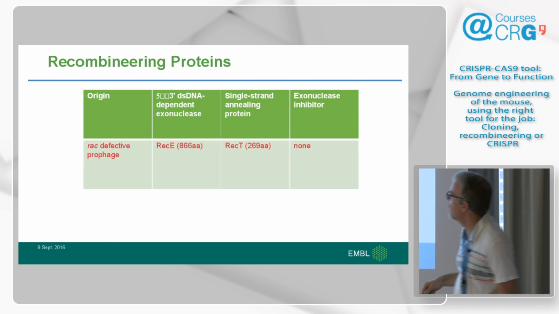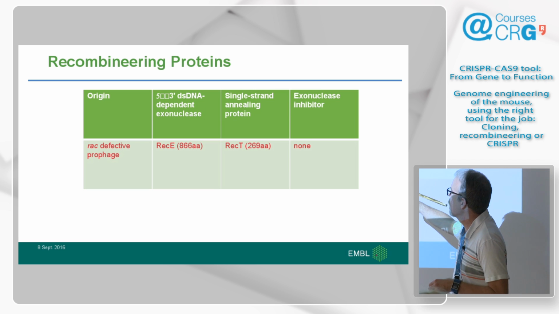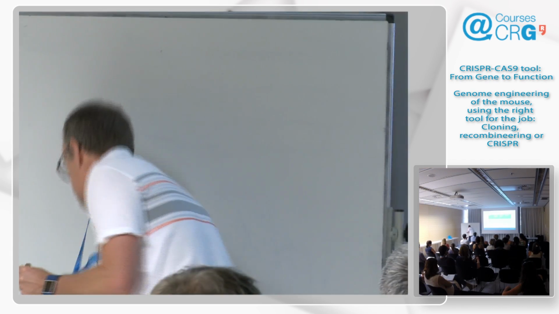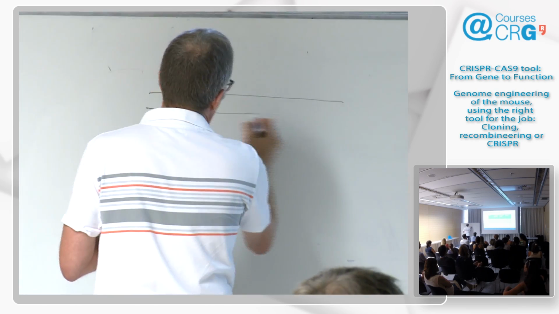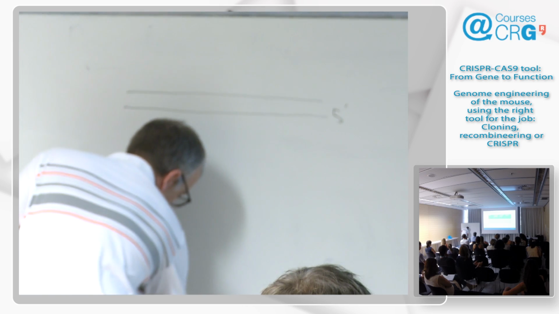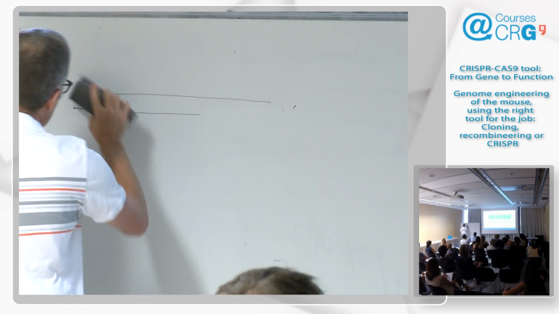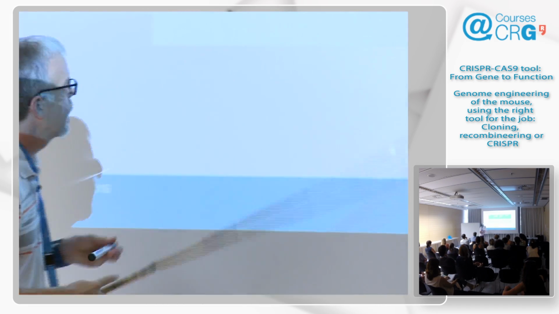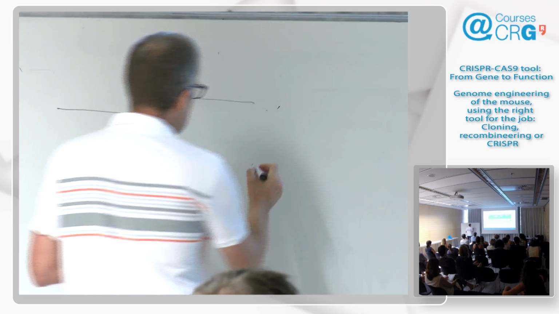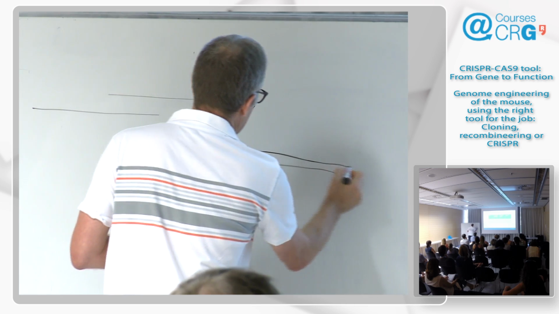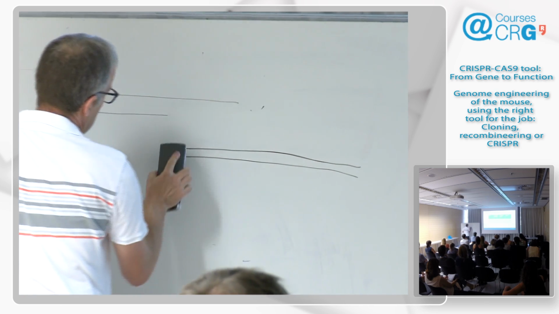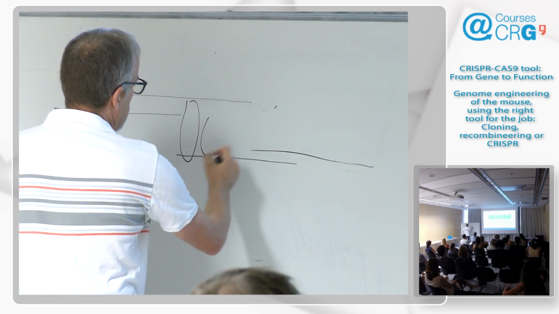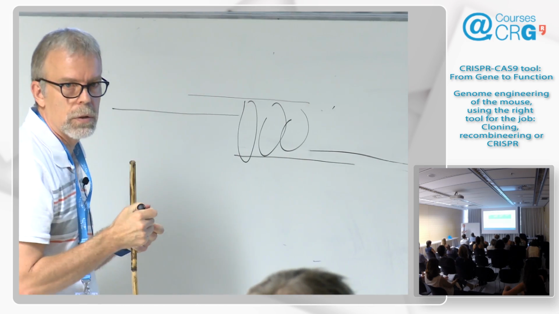What are these guys? RecE was the first one worked on. It's a 5' to 3' double-strand DNA exonuclease. I should have made a cartoon. So you have your double-strand DNA that we just put in. And this guy will start chewing like this, and actually from both ends. And then you have a single-strand annealing protein, in this case called RecT. So if you had two of these guys in the cells that have overlapping homology, you can see what's going to happen here. RecT is very good at finding this homology and bringing those together. So we've just joined these two molecules.